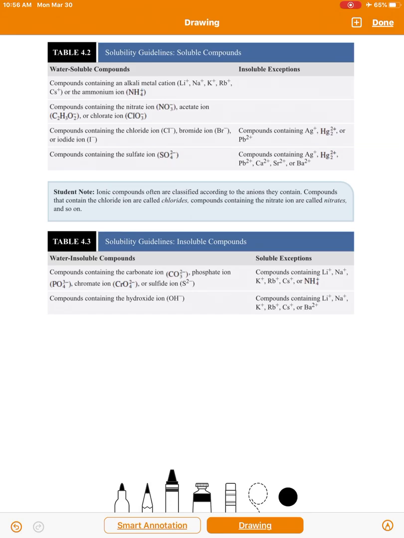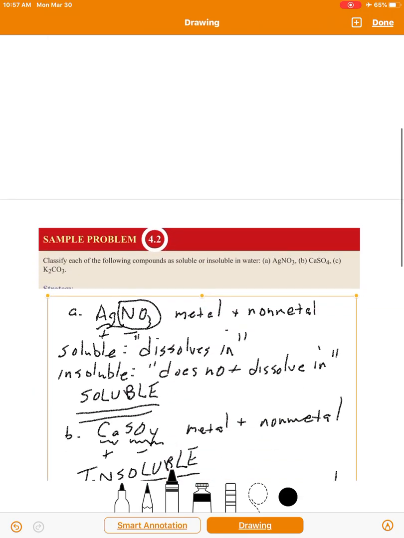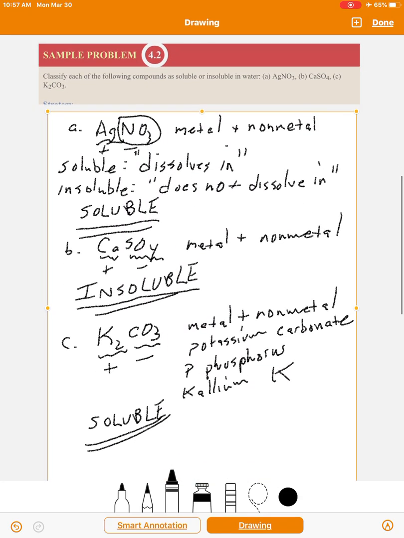Same thing for hydroxide. They're insoluble. They do not dissolve in water, do not form electrolytes unless they're with the same ions that are shown there on the right. Okay, and there you go. There's sample problem 4.2.